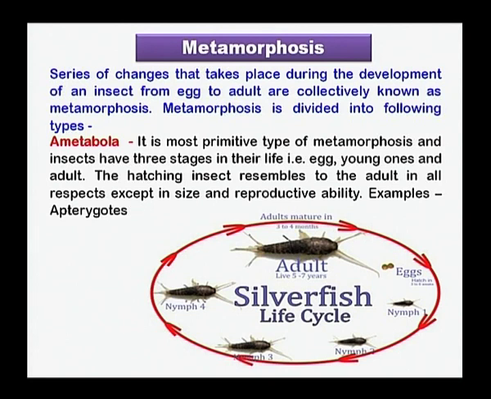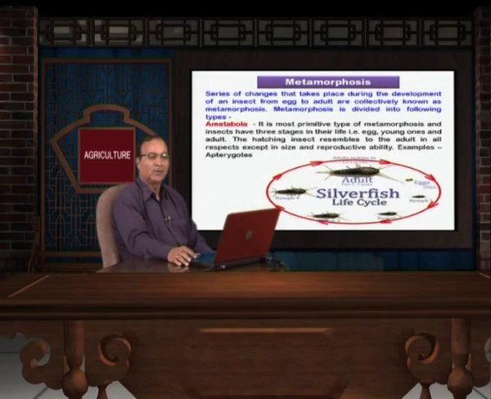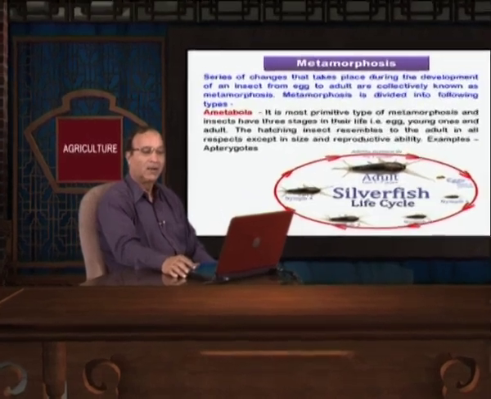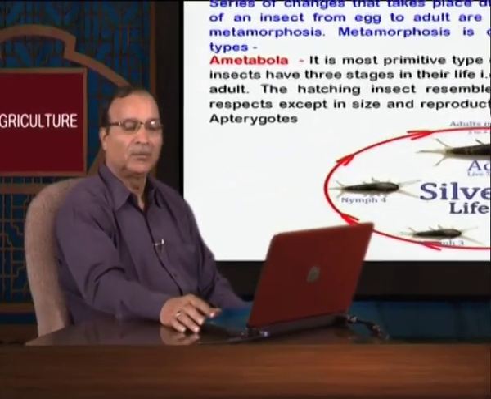The first type is ametabolous. This is a primitive type of metamorphosis, and insects have 3 stages in their life cycle, that is egg, young ones and adults. The hatching insect resembles the adult in all respects except in size and reproductive ability. It means the genitalia is not fully developed, and the examples are apterygote types of insects.